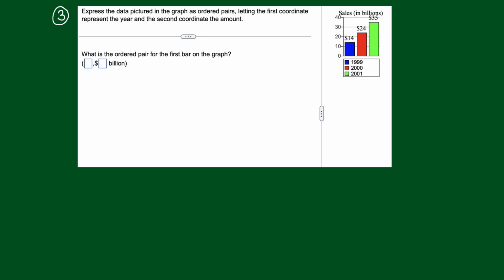So let's write this here. This is going to be (1999, 14), and it's all in billions. That's the first part. And then the second one, this is the red one. This is the year 2000, and we're at $24 billion. And then the third one is 2001, and we're at $35 billion.